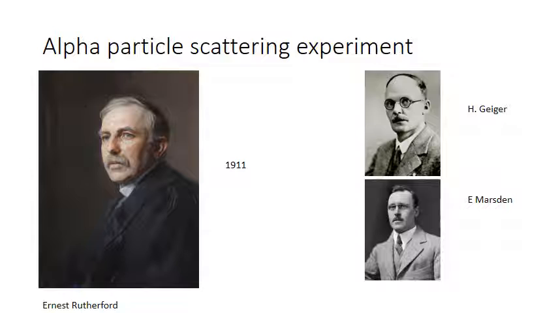So, what was this alpha particle scattering experiment? In the year 1911, one of the physicists, Ernest Rutherford, along with his two associates, H. Geiger and E. Marsden, performed this alpha particle scattering experiment.